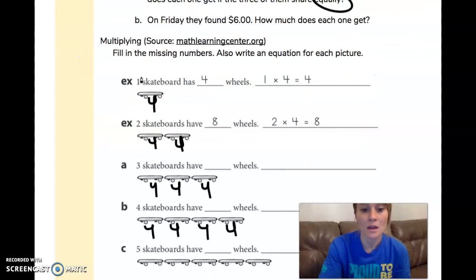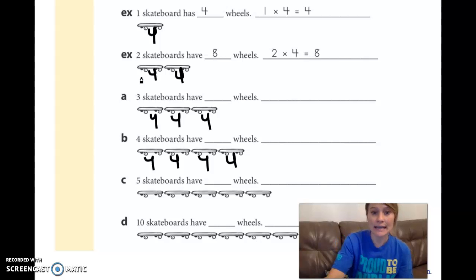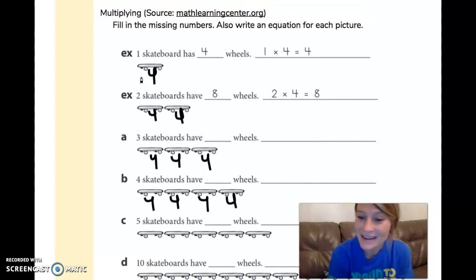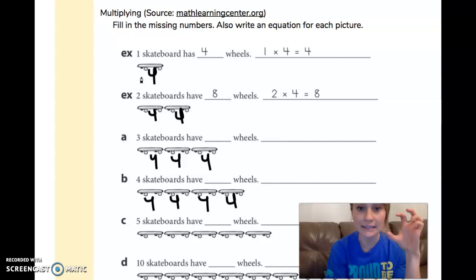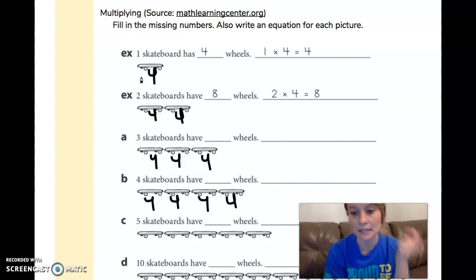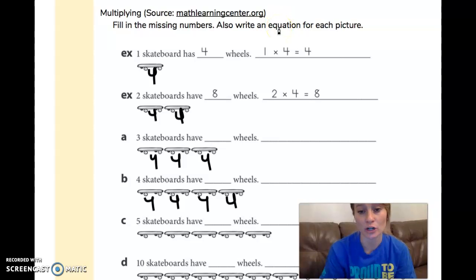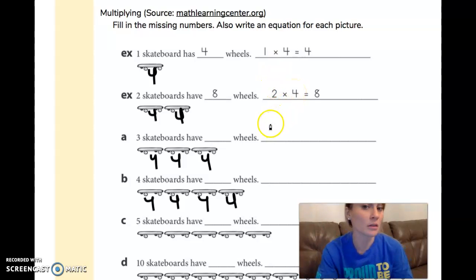Okay? Now for the last part of today, we have a multiplying problem with skateboards. And I tried to label these for you so that you can get these done super, super fast. But we also have to have an equation for each picture. So remember, an equation, we have to copy this. 1 times 4 is 4. 2 times 4 is 8. I bet you this is going to be 3 times 4.